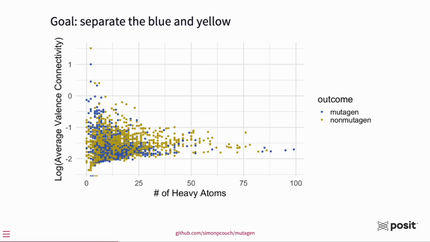I can choose another two of them. Right now I'm showing the number of heavy atoms and the log of the average valence connectivity. Whatever those two predictors mean, again, we're seeing that it's really hard to sort of draw a line here that would easily separate the blue points and the yellow points. And this is the goal that our machine learning model will try to solve. So if you're like me, you're feeling a little bit intimidated about tackling this.